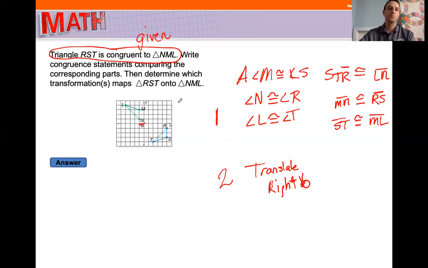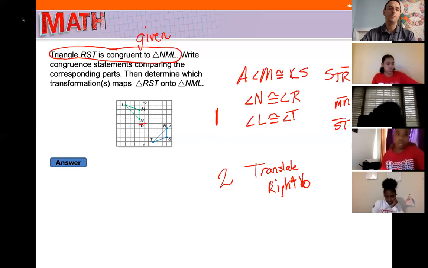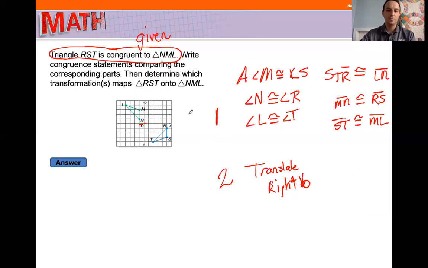Then what would I have to do? Let's pick on somebody else. Riley, what would I have to do next? So now it's over here. N is here, M is here, L1, M1, and N1. So what do I have to do now to get on top of the other side?